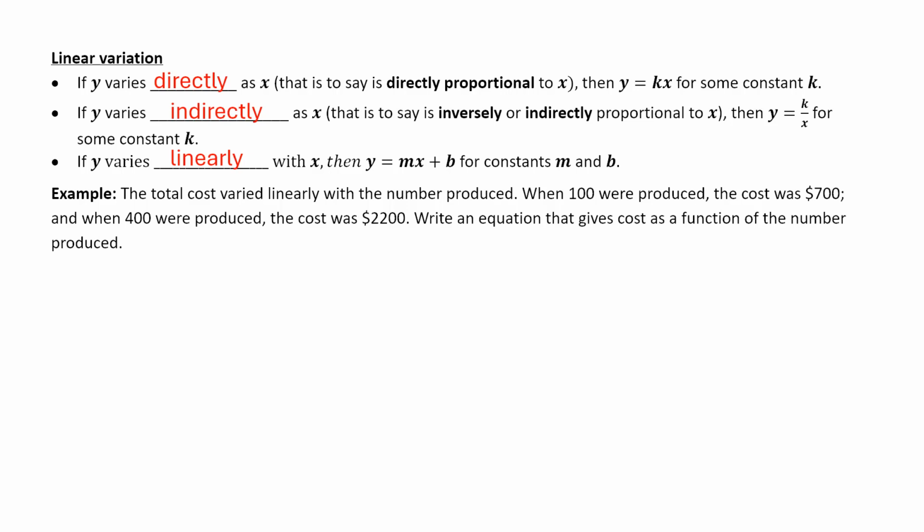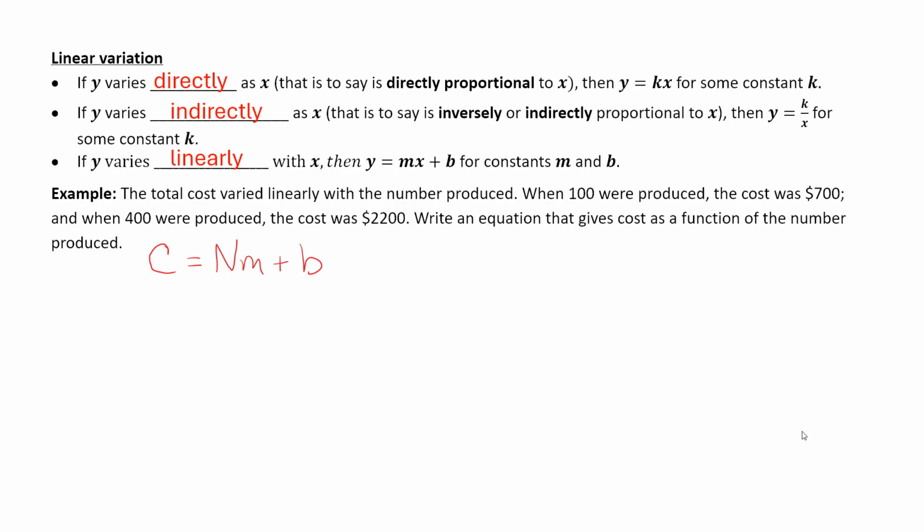So if we have a problem like this, where it says the total cost varied linearly with the number produced, then we would write the equation C is equal to Nm plus B, where C is the total cost and N is the number produced. So instead of having C equals Kn or C equals K over N, we have a linear variation. So we have this linear equation like y equals mx plus b.